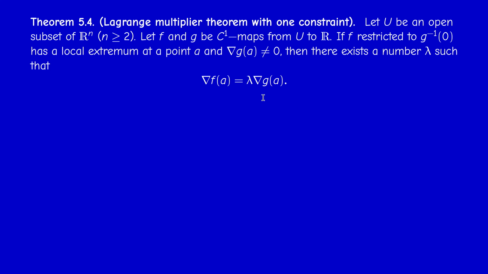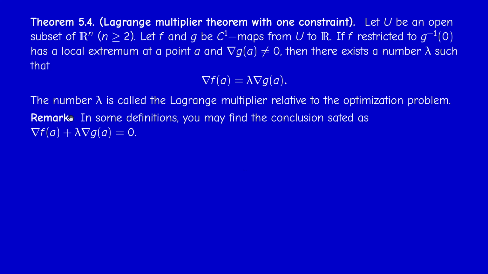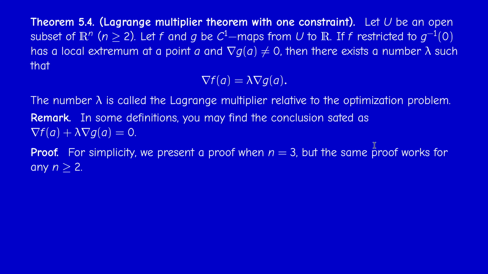Okay, so this coefficient of proportionality is called the Lagrange multiplier relative to the optimization problem maximum of f over g minus 1 of 0. And in some definitions, you may find the conclusion written as gradient of f at A plus lambda gradient of g at A equals 0. It's exactly the same, but we change lambda into minus lambda. So don't worry about that. It's just a convention. So for us, a Lagrange multiplier would be this, and it could be 0 actually.